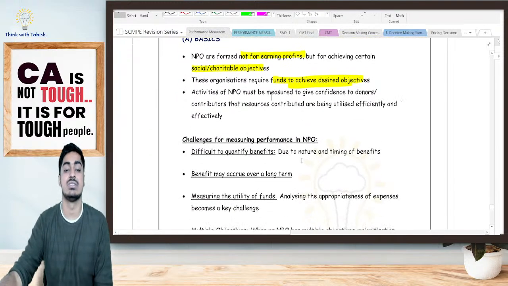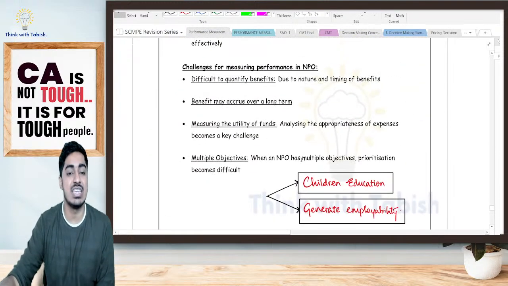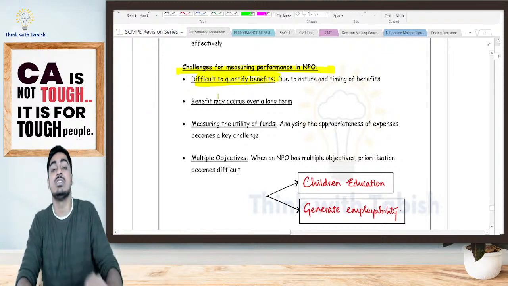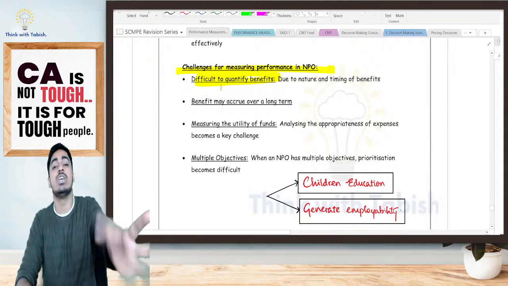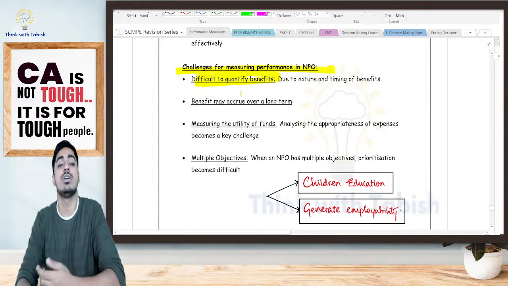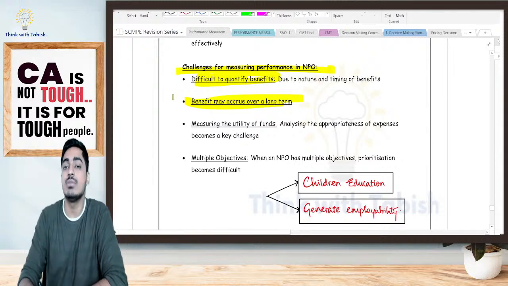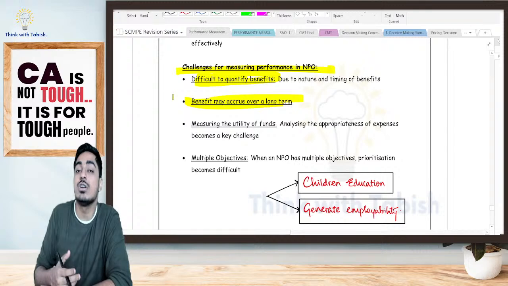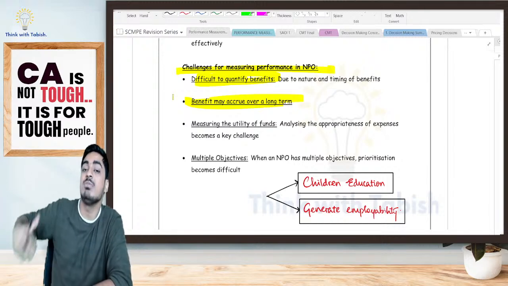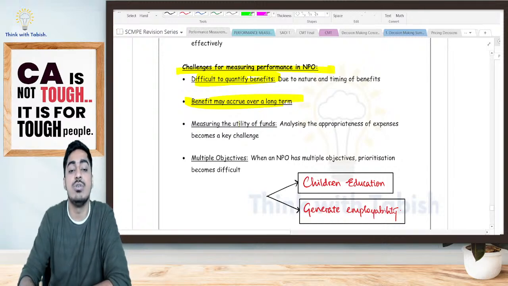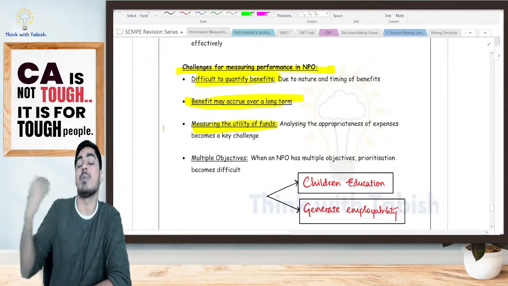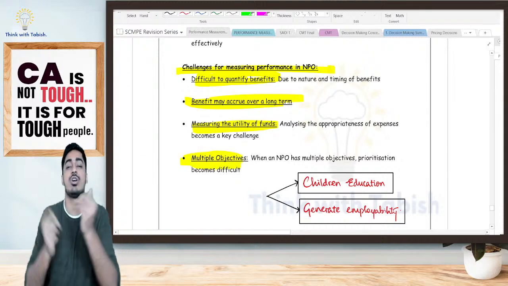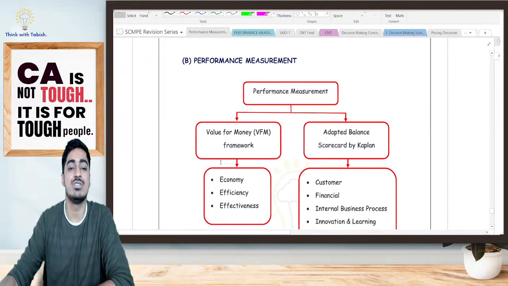Now, some challenges are given. You can read it once. It is difficult to quantify benefits. Say, for example, you have given education to a child. How much is the rupee benefit? Difficult to quantify. Again, it will accrue over a long term, because you have to keep giving education, and after a long time you will keep getting the benefit. Measuring the utility of funds, whether the fund is utilized in a proper way or not, becomes a challenge. Again, if you have multiple objectives, prioritizing them also becomes difficult. Read it once, you'll understand.